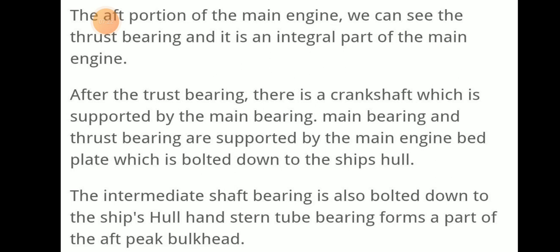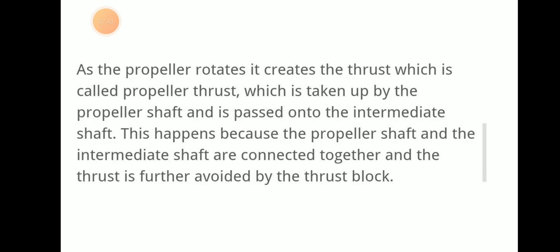At the aft portion of the main engine we can see the thrust bearing, an integral part of the main engine. After the thrust bearing there is a crankshaft which is supported by the main bearing. The main bearing and thrust bearing are supported by the main engine bed plate which is bolted to the ship hull. The intermediate shaft bearing is bolted down to the ship hull, and the stern tube bearing forms part of the aft peak bulkhead.